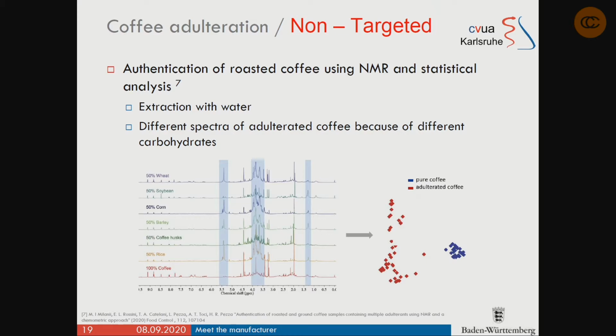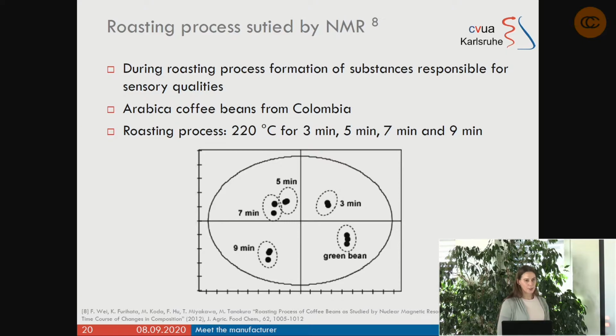These signals correspond to carbohydrates, such as starch, which are additionally present in the spiked coffees. And because of the different NMR spectra, the differentiation of the adulterated coffee and the pure coffee was successful. Also, the roasting degree can be studied with NMR and statistical analysis, and the roasting degree is an important step where the coffee beans are undergoing chemical changes which have a strong influence on the sensory quality.